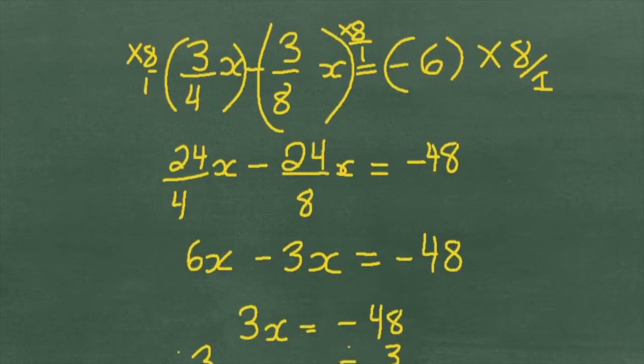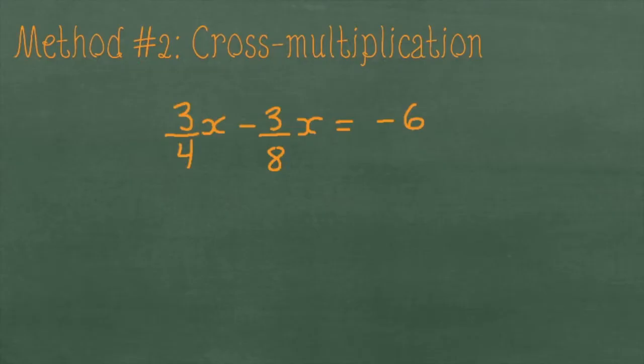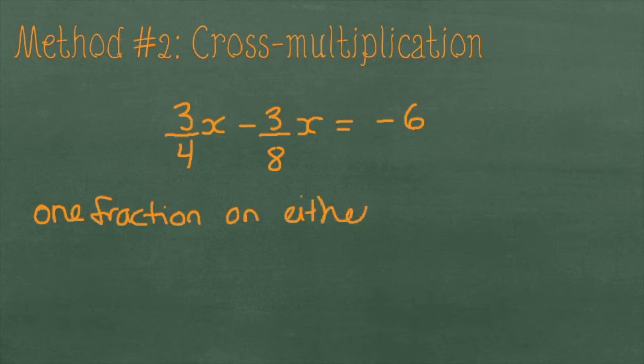The other way that we could have done this is by cross-multiplying. In this case, I rewrote what we had at the first slide. This is where we're at in the first slide. Now, when you cross-multiply, and this is very important, you have to have one fraction on either side of the equal sign.